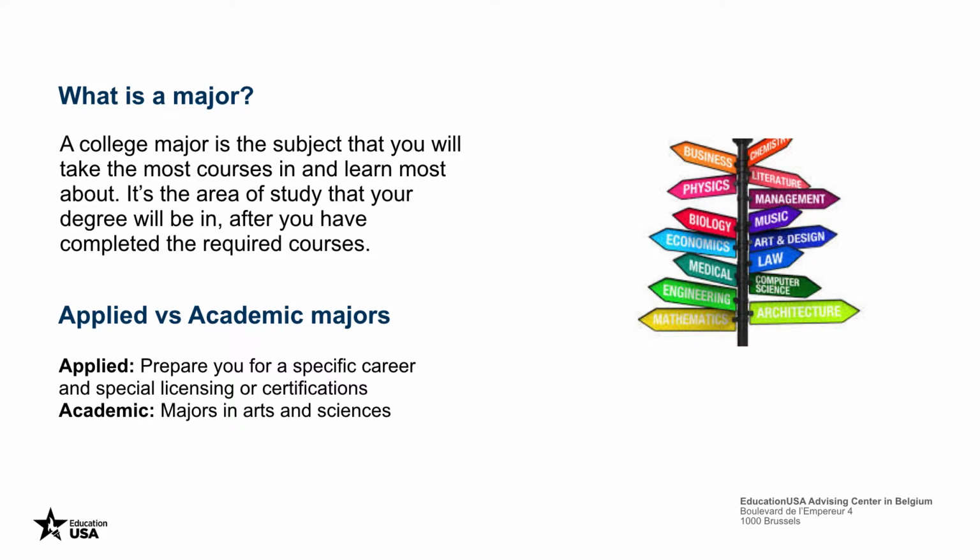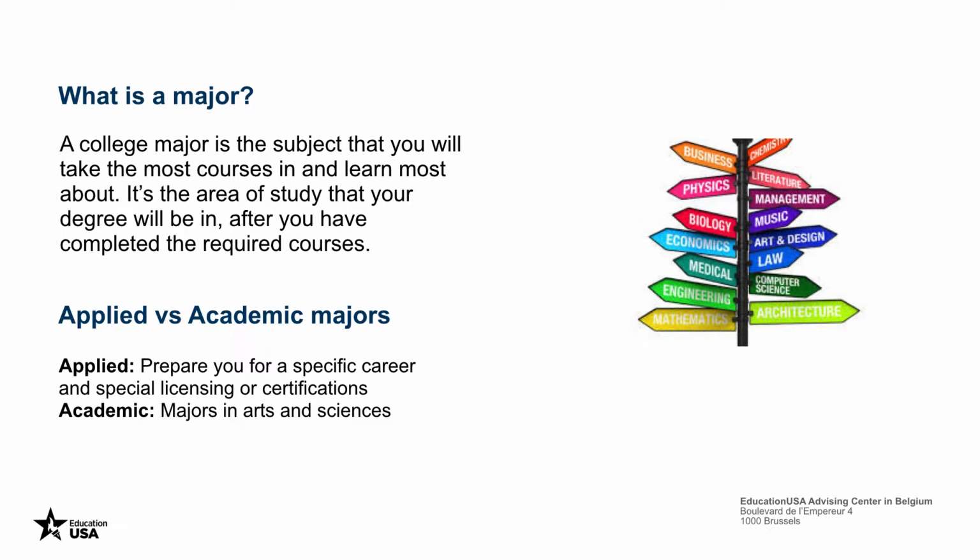Another thing to consider when searching majors is to distinguish the specificities of applied versus academic majors. Applied majors prepare you for a specific career by giving you the knowledge and skills you will need in that particular job. Examples of applied majors are food science and real estate. They also offer you the opportunity to have special licensing or certification, and that includes jobs in accounting and teaching.